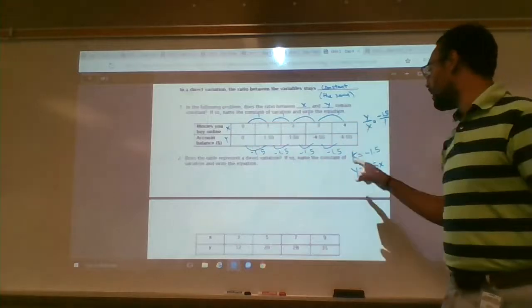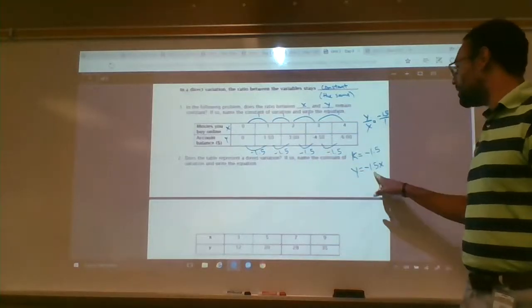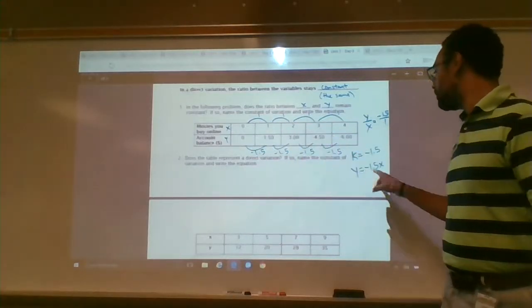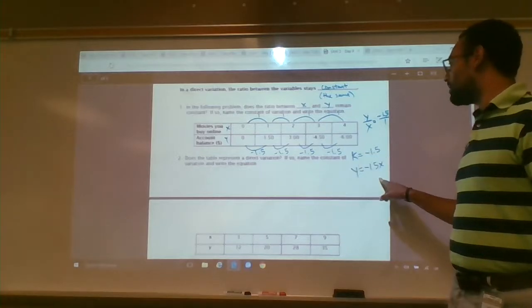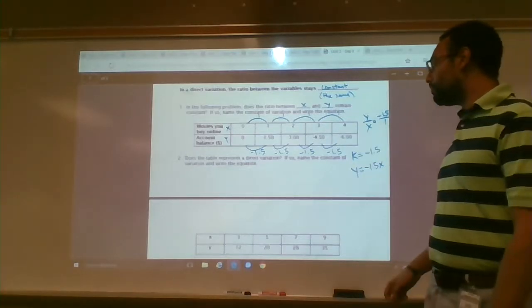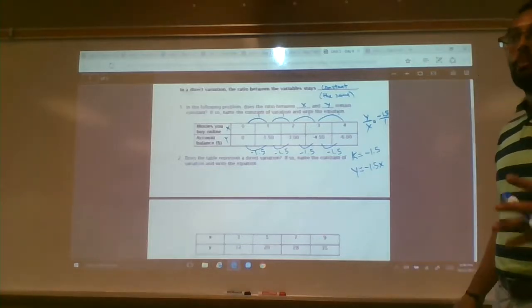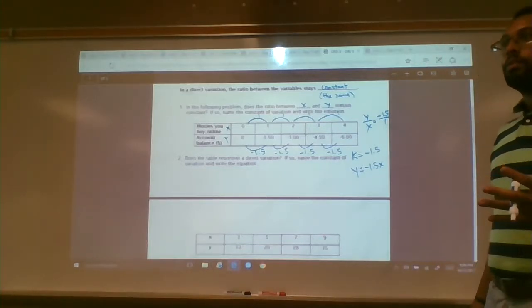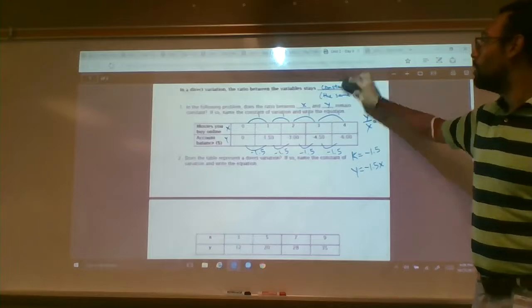And if you plug in 0 for x, you get 0. Plug in 1 for x, you get negative 1.5. Plug in 2 for x, you get negative 3. 3 for x, negative 4.5. 4 for x, negative 6. You can pause here and copy down what you need to. Otherwise, I'm moving on.